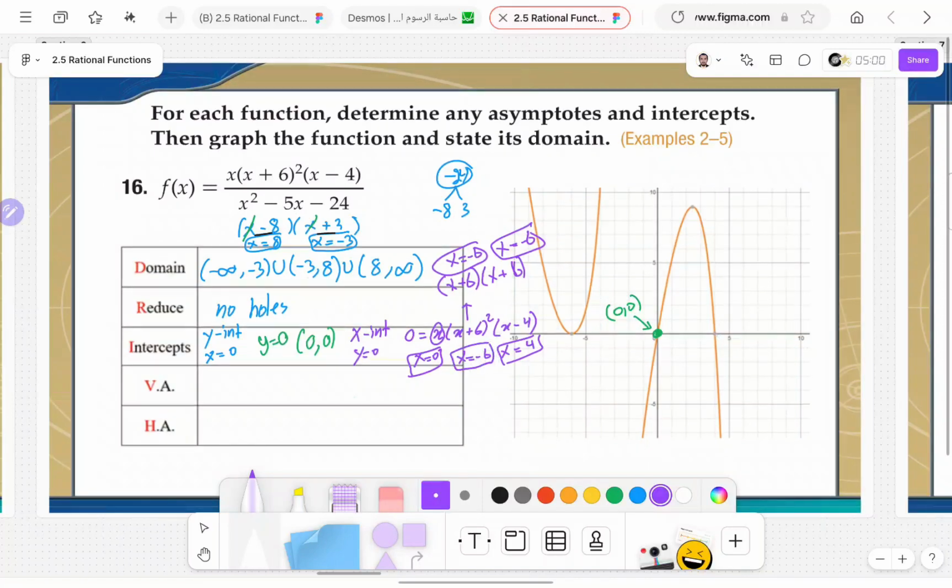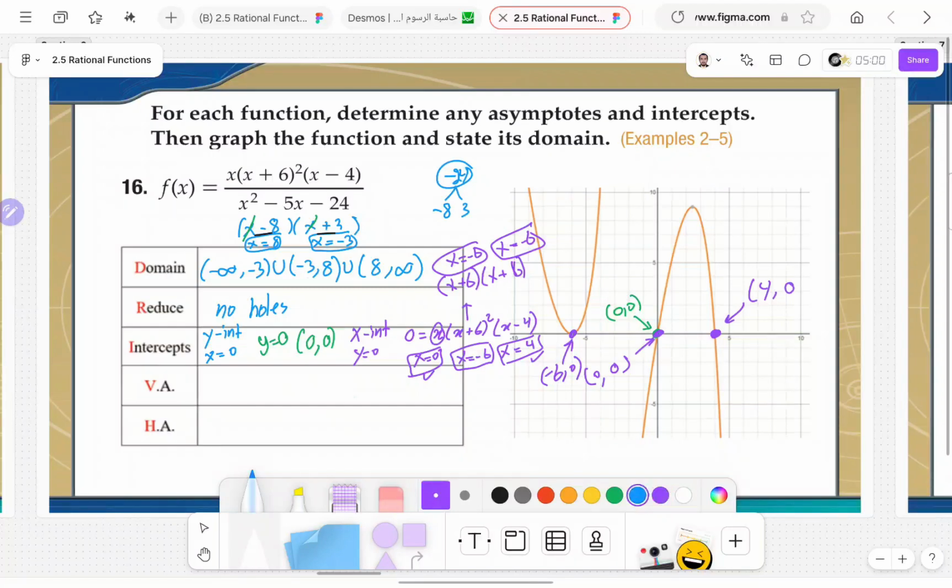Now if you look at the graph, this one here is 4 and 0, which is the first zero, and here is the zero, 0 and 0. And here the third one is negative 6 and 0. I hope you understand this.